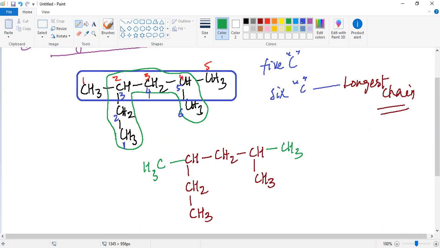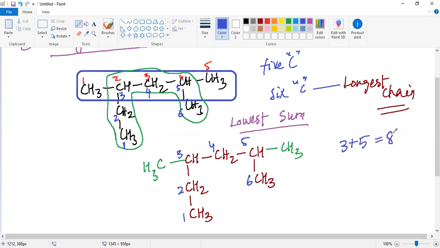Then the next thing to understand is the lowest sum rule. So we have chosen the longest chain. Now we want to study the lowest sum. So let me write the various numbering system. Suppose this is 1 carbon, this is 2 carbon, this is 3 carbon, 4th carbon, this is 5th carbon, and this is 6th carbon. And if we write with the blue pen, then we have the methyl group on 3rd carbon and we have the methyl group on 5th carbon. So 3 plus 5, that gives us 8.